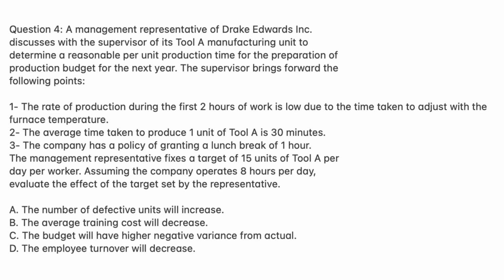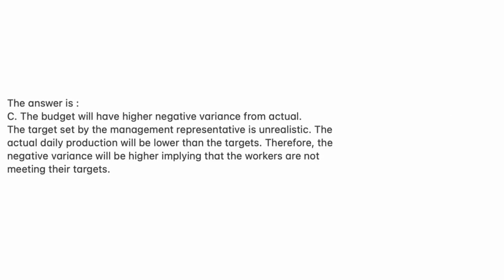A. The number of defective units will increase. B. The average training cost will decrease. C. The budget will have higher negative variance from actual. D. The employee turnover will decrease. The answer is C. The budget will have higher negative variance from actual.